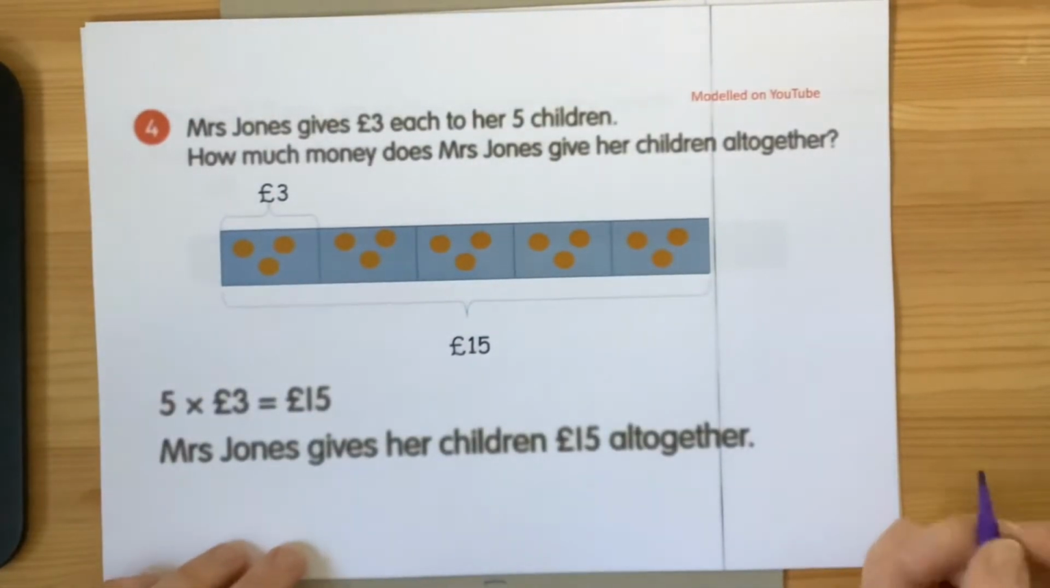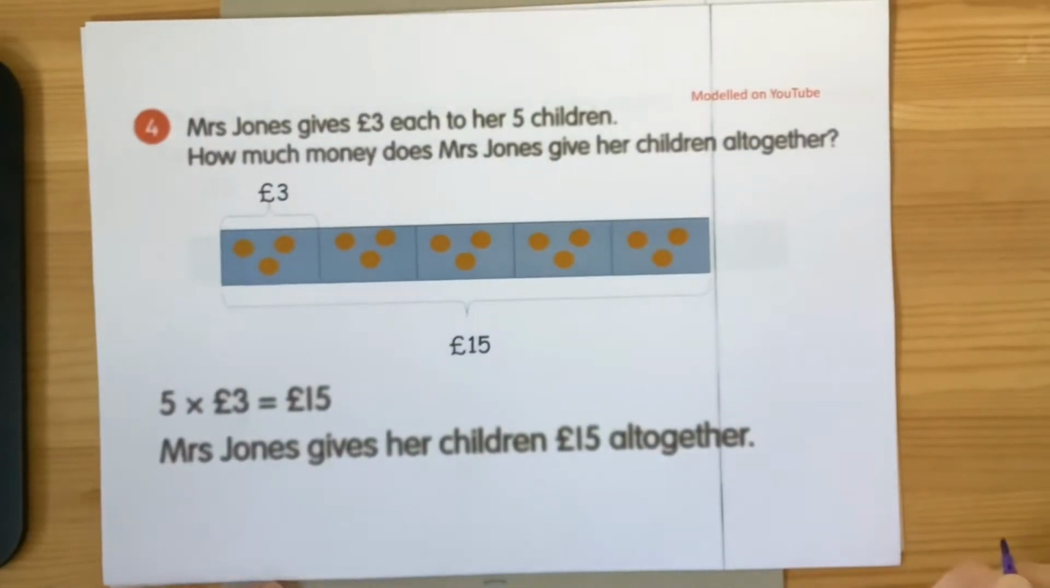So our first problem. Mrs. Jones gives £3 to each of her 5 children. How much money does Mrs. Jones give to her children altogether? So I've given you the answer to this one because I just wanted to go through how you would answer it and how you would draw it.